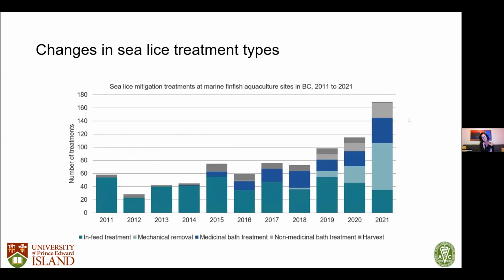But what's happened, which I find quite interesting, is that prior to 2014, most of the treatments experienced in aquaculture across BC were predominantly in feed. But starting in 2015, you started seeing these medicinal bath treatments, and that's hydrogen peroxide. And starting about 2018-19, you saw a huge increase in non-medical bath treatments. Those are basically pumping the fish and exposing them to water pressure, called a hydrolyser, to try to knock the lice off the fish. So there's maybe a bit of a decrease in the in-feed and an increase in other methods of treatment.